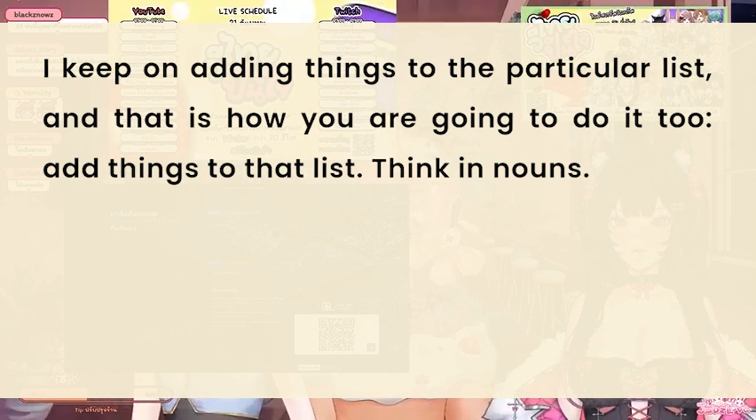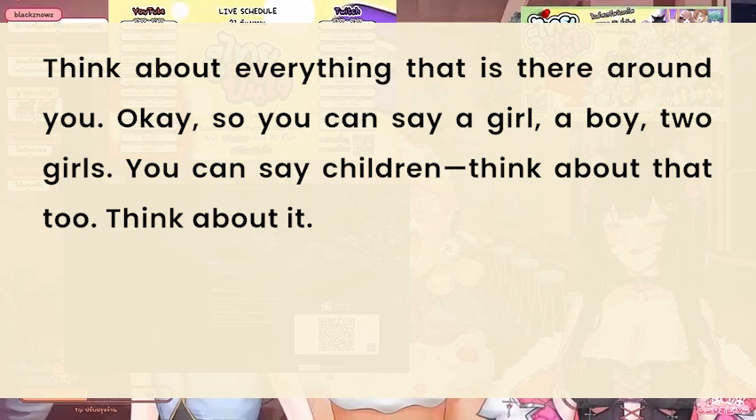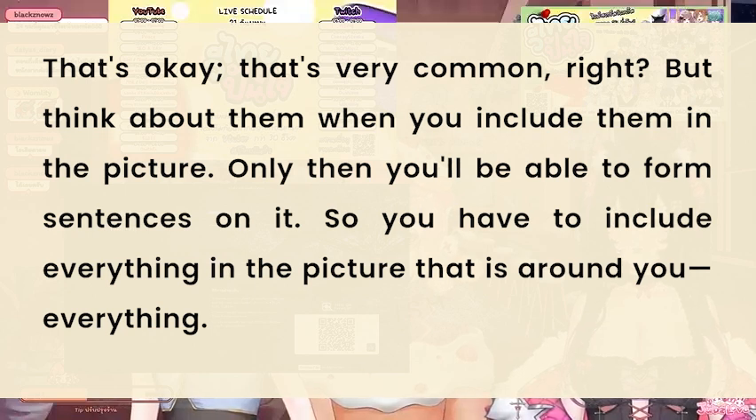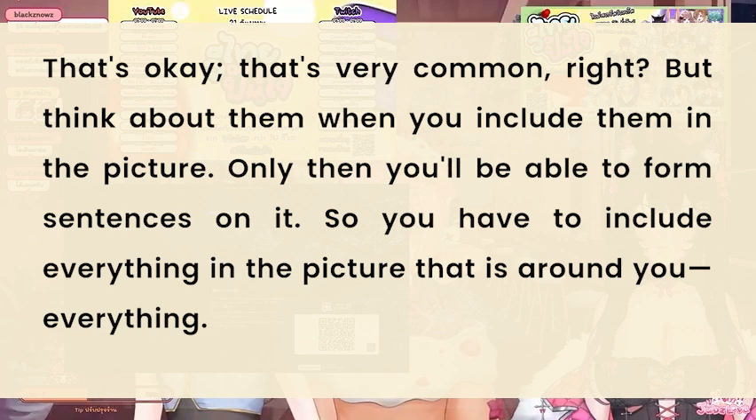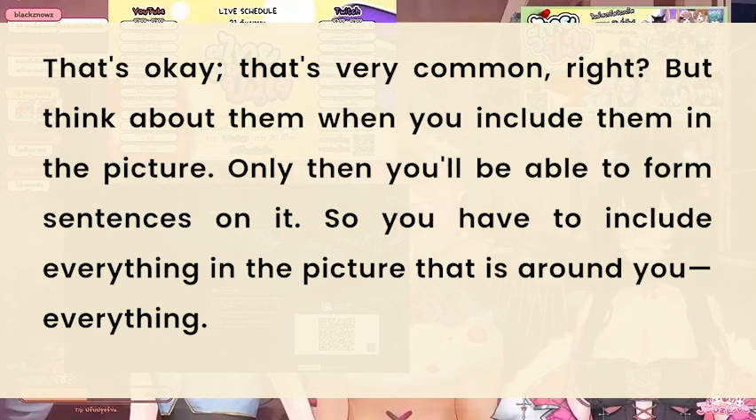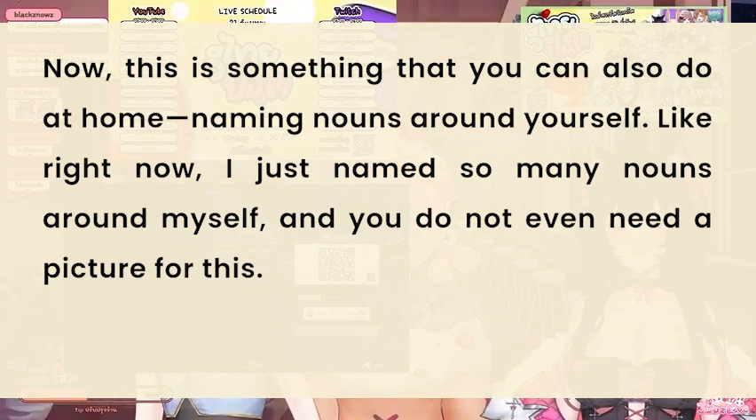Think in nouns. Think about everything that is there around you. Okay, so you can say a girl, a boy, two girls. You can say children. Think about that too. That's very common, right? But think about them when you include them in the picture. Only then you'll be able to form sentences on it. So you have to include everything in the picture that is around you. Everything.